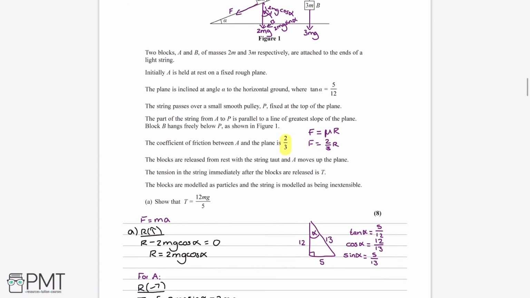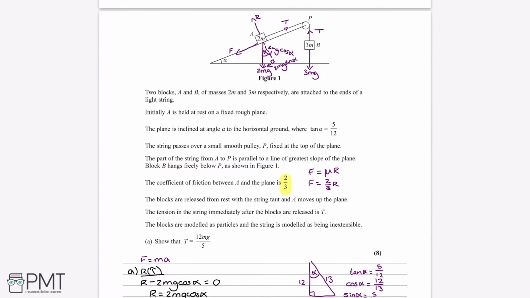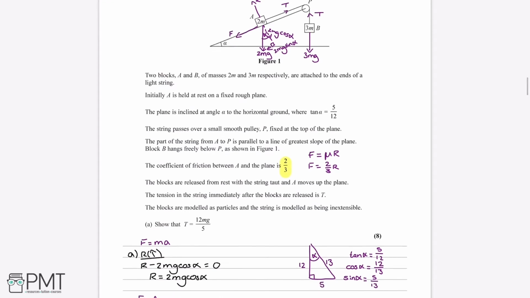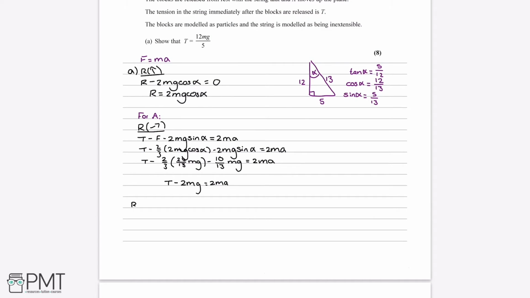So if we go back and look at the block B, we know that B moves vertically downwards in the direction of this arrow here. And so the forces acting in that direction are just the weight, 3mg. And the force acting opposite to this direction, because there is only one, is the tension. So for F equals ma, when we resolve downwards, we know that 3mg, take away the tension, is equal to mass times acceleration, where mass is 3m, and acceleration is again a.